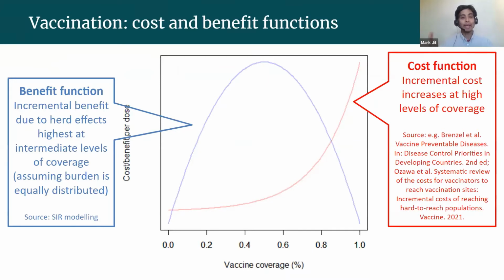Let's see what happens if we're thinking not about introducing a vaccine, but as a function of vaccine coverage. As you increase vaccine coverage, the cost of vaccination increases, and the incremental cost of each dose tends to increase at higher levels of coverage. A number of papers have shown that as you get to very high levels of coverage, the cost of vaccination increases, but it might still be worth doing, both for equity reasons and also because the people who are hardest to reach are often the people with the highest burden of disease.